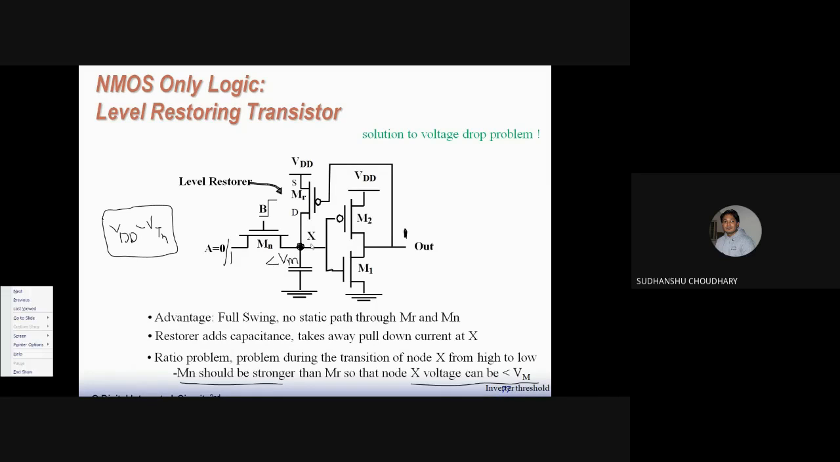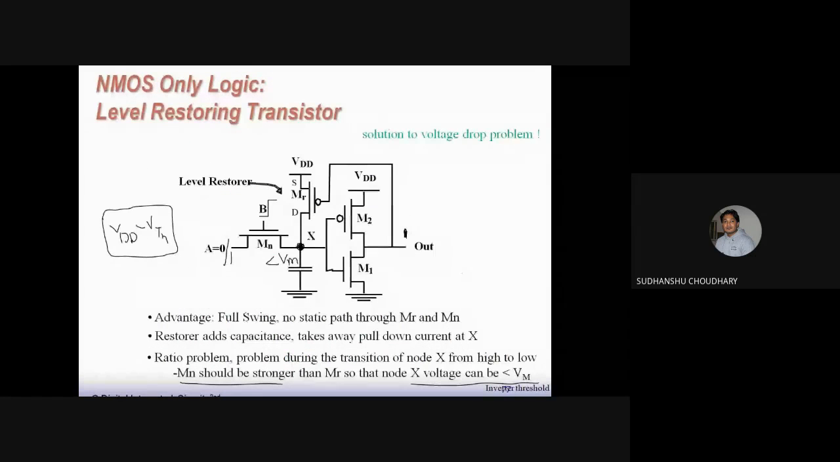Since I want a zero over here, to ensure that the output is high when I apply a zero, the output should be one. That condition can only be achieved if my MN can pass a potential at X that is less than the switching threshold of this CMOS inverter. If that condition is true, then the output of this CMOS inverter can be brought to VDD, and VDD can be applied to this level restorer, and then this level restorer finally shuts off.